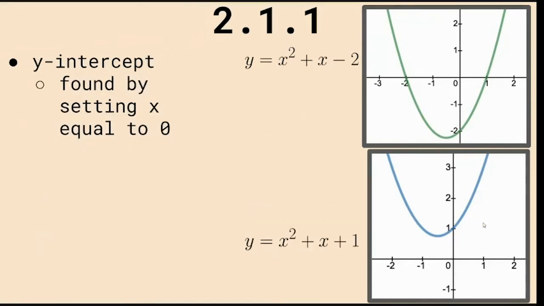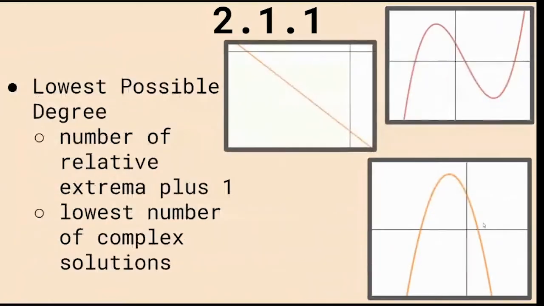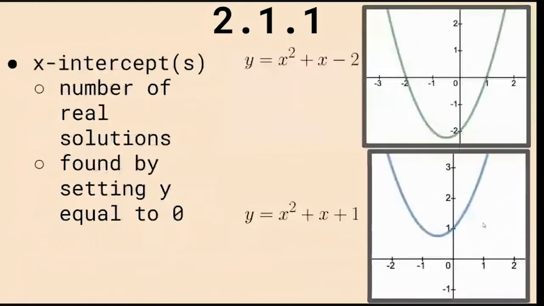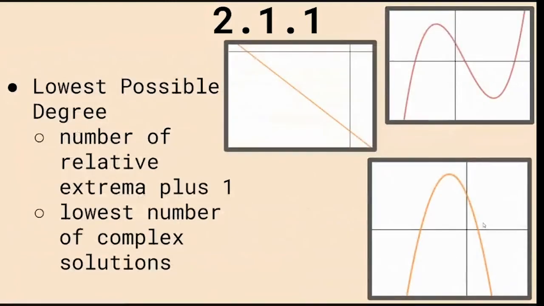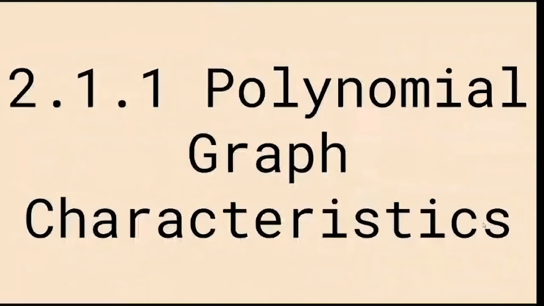You've seen that before. Now, the leading coefficient, whether it's pointing up or pointing down, that's new. Positive, negative. Positive, negative. That's what you have to remember for that one. And then the lowest possible degree is how many extrema there are plus 1. X-intercepts and y-intercepts, that's old stuff, so you should know that already. Are there any questions on any of this? I'm going to start doing some example problems now to see how we're doing.